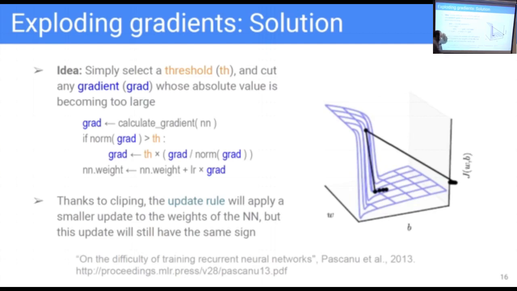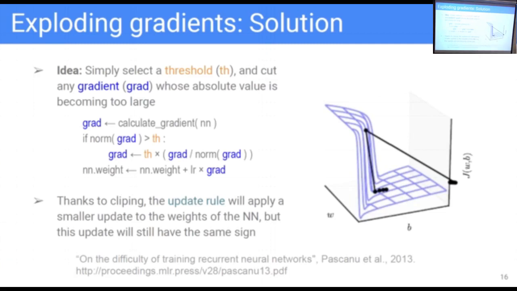So from a vector space point of view, you are simply shrinking the gradient vector until it has a length equal to the threshold. And all this small mathematical machinery simply means that you want to keep the gradient vector pointing in the same direction. If you divide a vector by its norm, you get a unit vector, a vector whose norm is one, but that points in the same direction as the original vector.